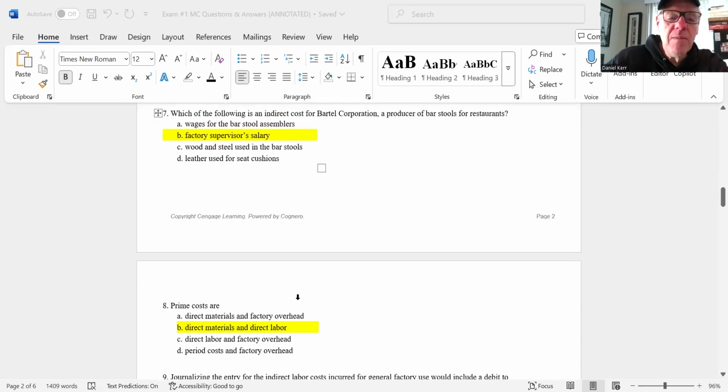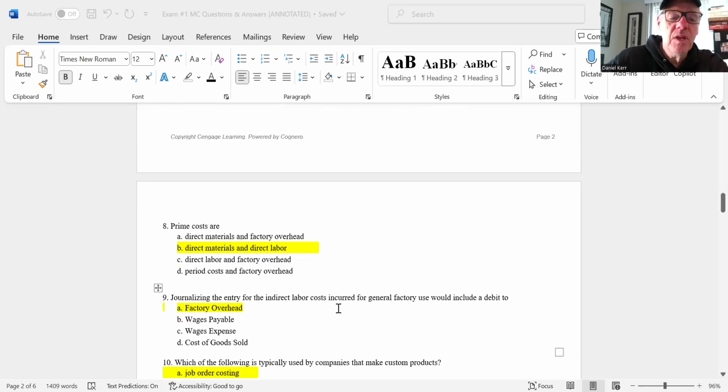Number 8, prime cost. Prime cost by definition is prime materials, direct materials plus labor. That's prime costs, which are different than conversion costs, which we know are labor and overhead. So prime costs are materials and labor, so the answer there is B.